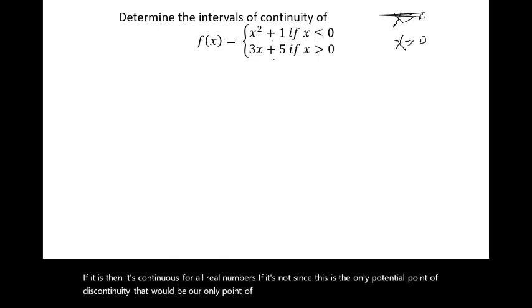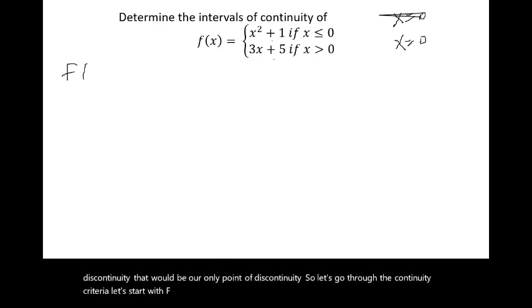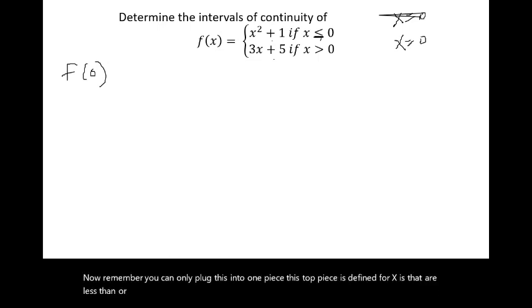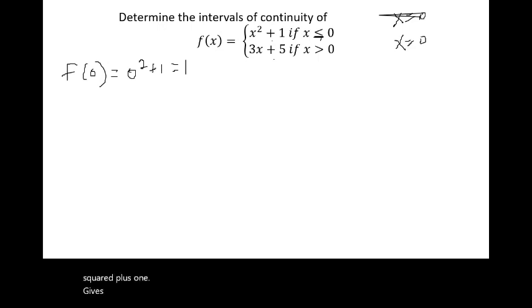So let's go through the continuity criteria. Let's start with f of 0. Now, remember, you can only plug this into one piece. This top piece is defined for x's that are less than or equal to 0. So to find f of 0, I'm actually going to plug it into the top piece. 0 squared plus 1 gives us 1. So f of 0 is equal to 1.